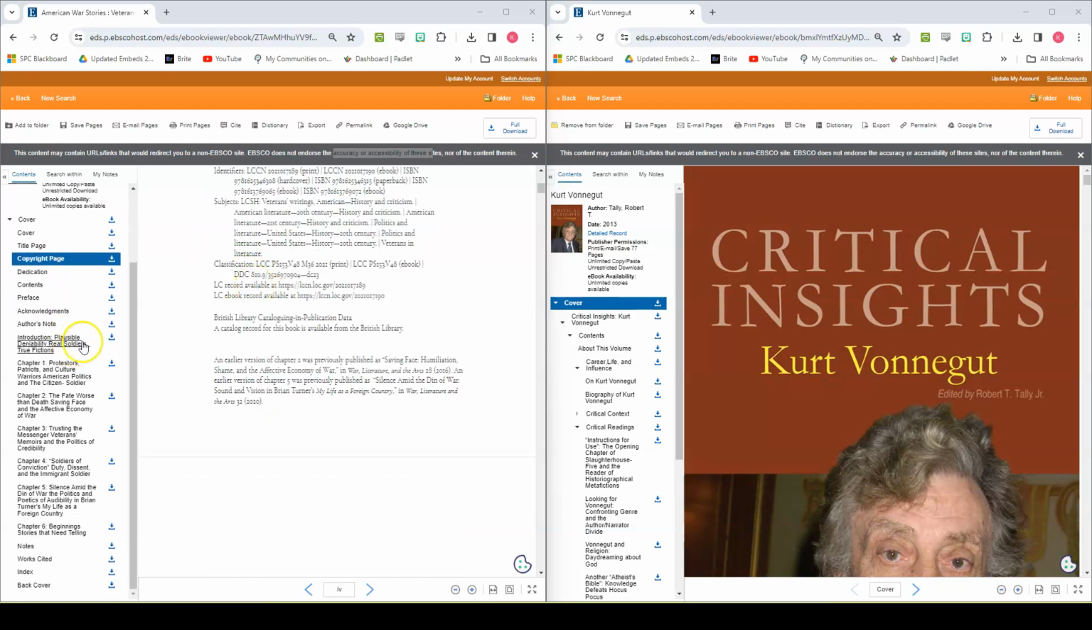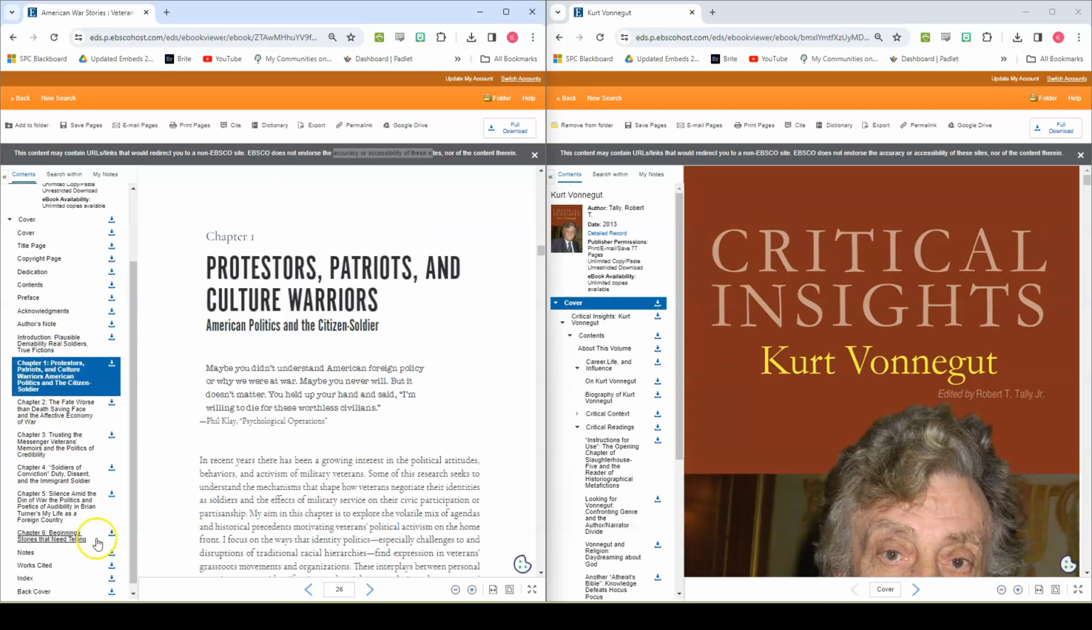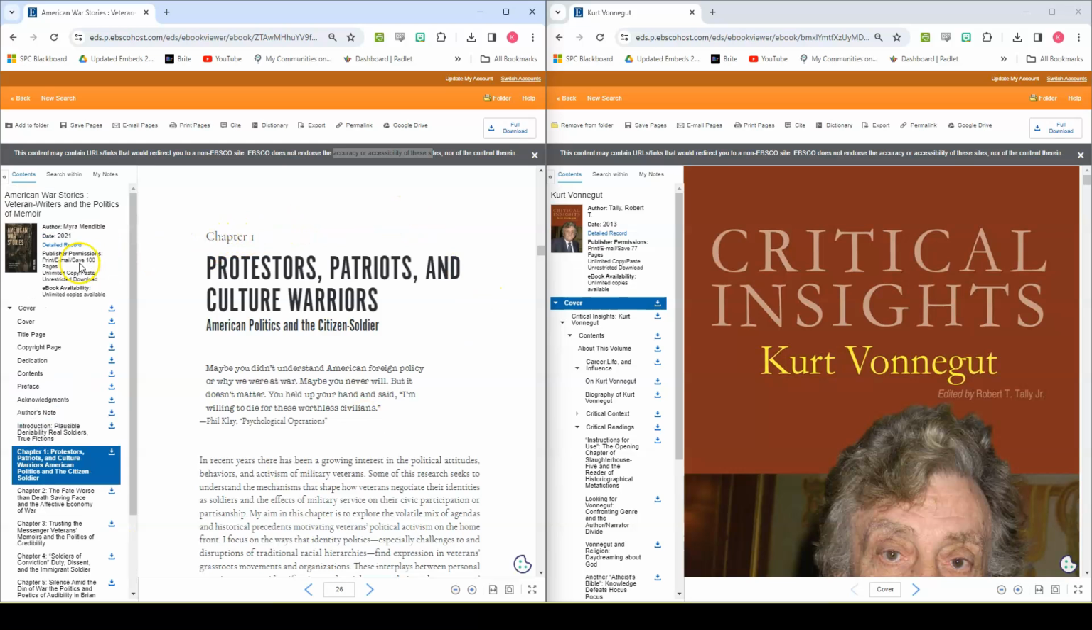Now, if I was using this in research, I would most likely be citing just one or two of these chapters. So let's say I was citing this first chapter, Protesters, Patriots, and Culture. If I wanted to create a citation for this, I would cite this as my source title. This would be the part that goes in quotation marks. Protesters, Patriots, and Cultural Warriors, American Politics and the Citizen Soldier. This would be my quotation marks portion. And then my container title in italics would be the book, American War Stories, Veteran Writers, etc., etc.